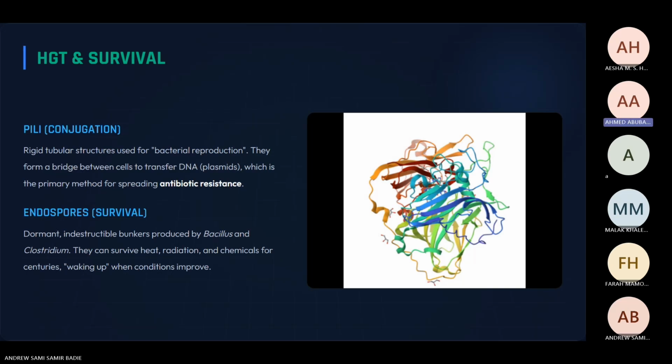Now these features can be produced by bacillus, as we said, bacillus and clostridium. They are a dormant and indestructible form, and they can be resistant to heat, radiation, and chemicals. This is when we talk about the endospores, especially the ones that are produced by bacillus and clostridium.